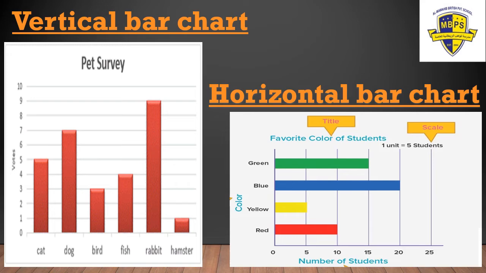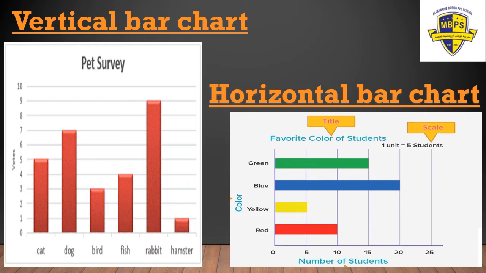Yes, children? Now, if you look at the first bar chart, which is in red, and the title says Pet Survey, the scale, the numbers from 0 to 10, is on one side of the bar chart. And the names of the pets, cat, dog, bird, fish, rabbit, hamster, are down on the sleeping line. So this is called a vertical bar chart.